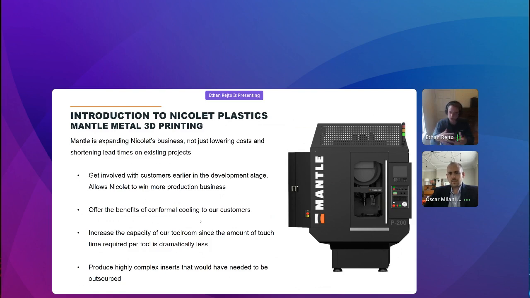So that's really interesting for them, and they see that as a huge strategic advantage to be able to get involved with customers on the early side. Of course, they can also offer things like conformal cooling, which maybe we can talk about later, and increase the capacity of their tool room to produce more tools, because their tool makers don't have to touch these tools as much. They're pretty far along.